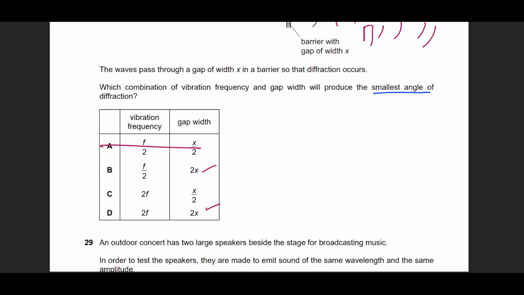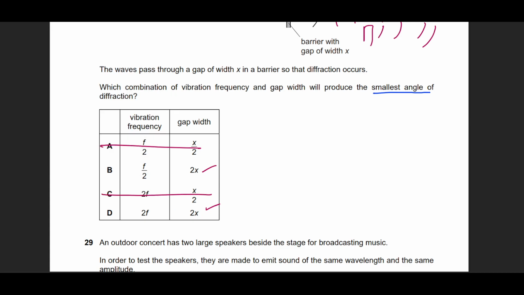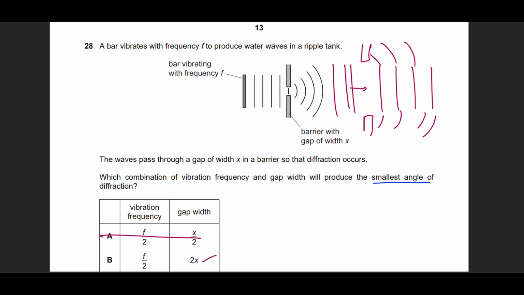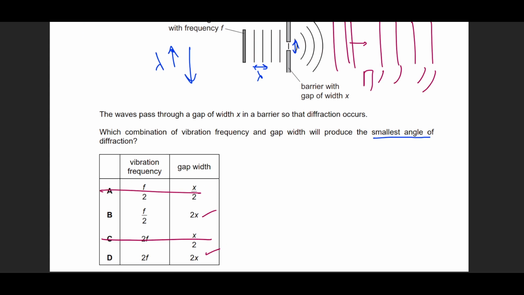So option A and option C are cancelled. They will not be considered. Okay, so what about the wavelength? For maximum diffraction, I believe that the wavelength and the gap are supposed to be equal at best. Okay, if I want to prevent this, then I can increase the wavelength or I can decrease the wavelength so much so that it doesn't happen.